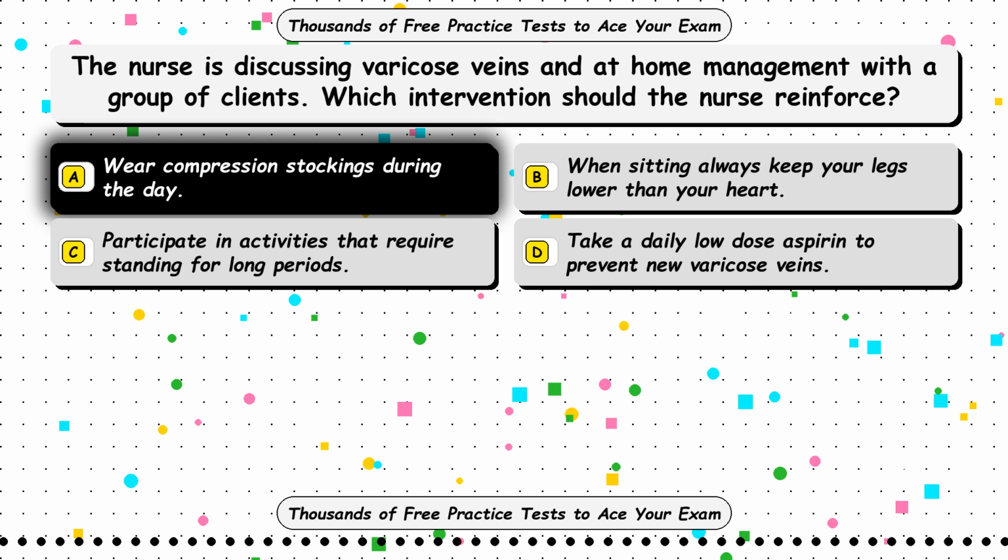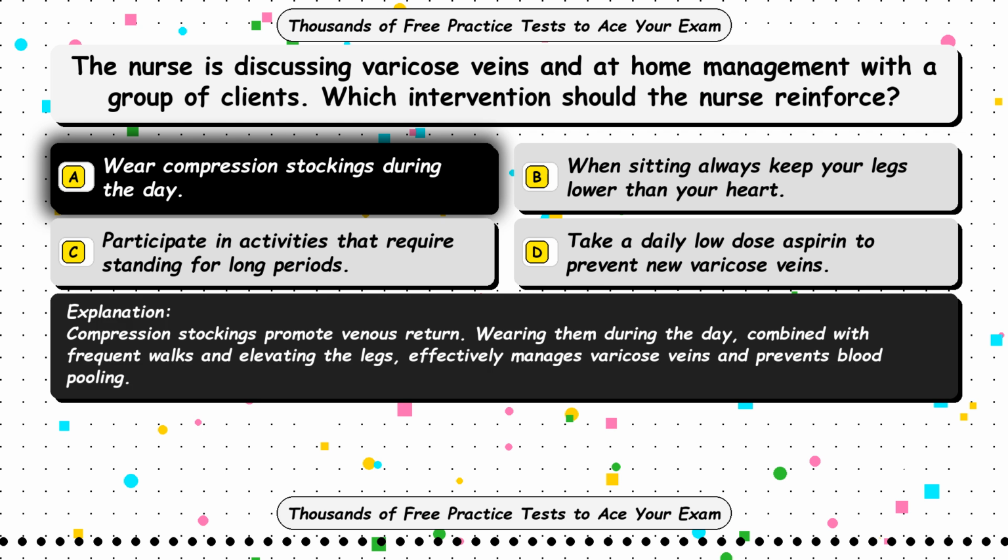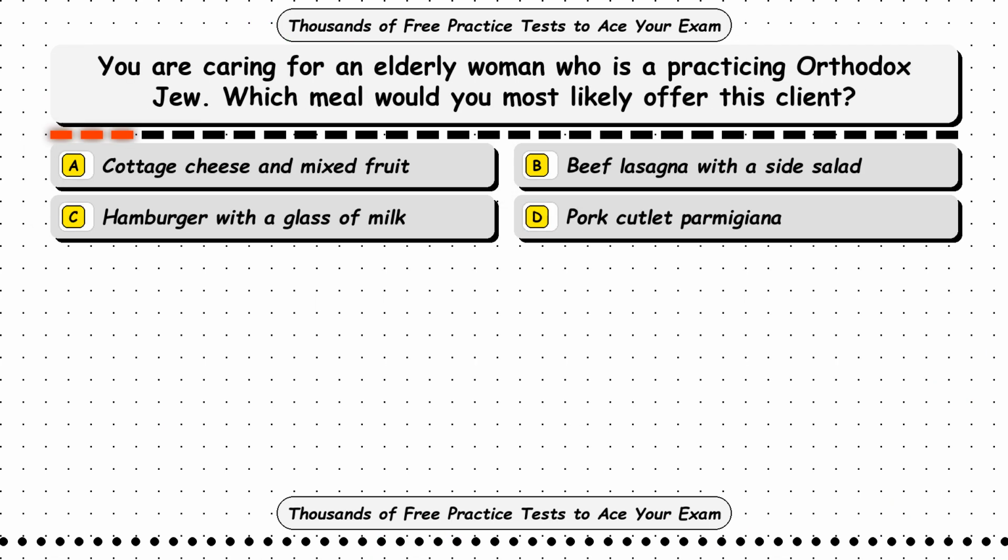The correct answer is option A, wear compression stockings during the day. Compression stockings promote venous return. Wearing them during the day, combined with frequent walks and elevating the legs, effectively manages varicose veins and prevents blood pooling. Question 10. You are caring for an elderly woman who is a practicing Orthodox Jew.